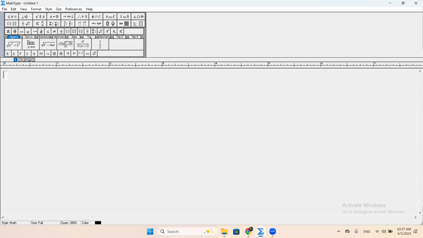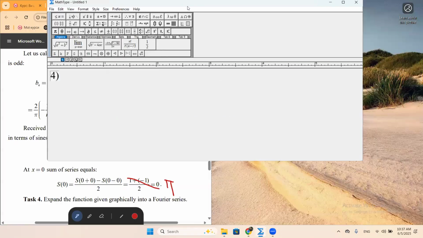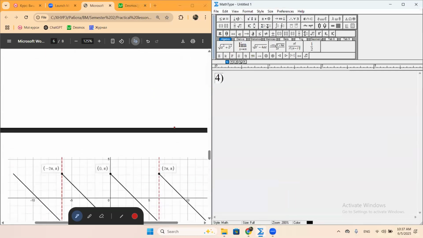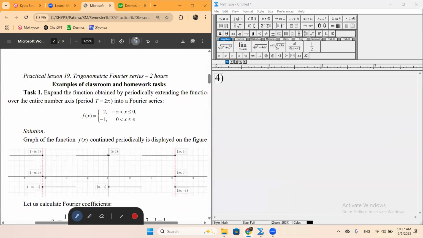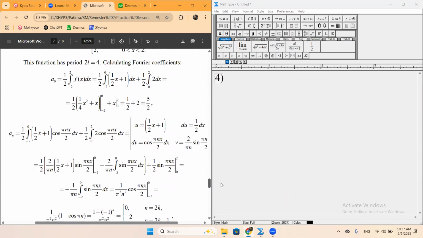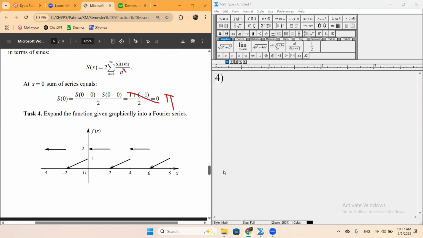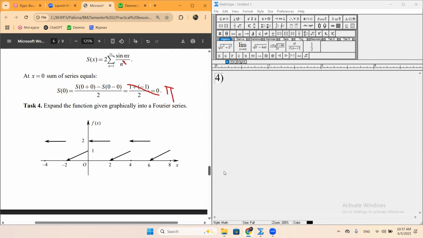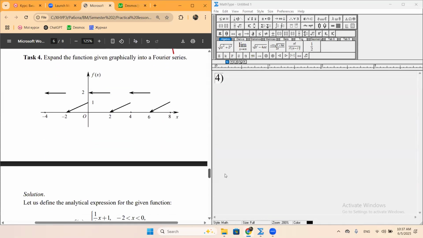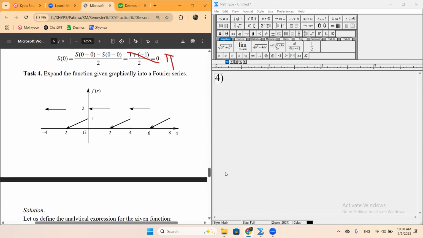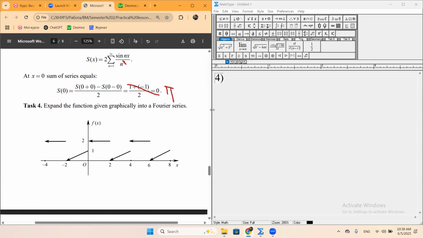Okay, if no questions, let's move to exercise 4. So, what do we have here? Here we have the function that is given graphically, and we need to expand it into Fourier series. So first of all, looking at this graph, let's define the analytical expression for the function.